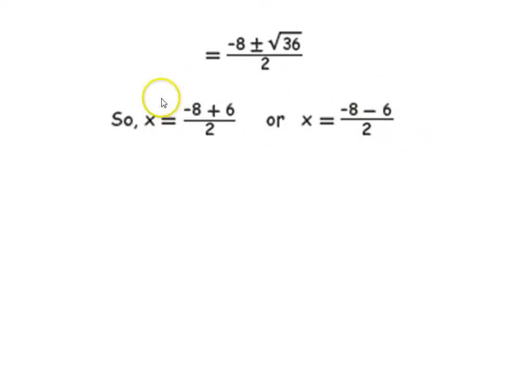Why do I have two possible values for x? Why do we have this or this? Because of this plus or minus. Because technically there are 2 square roots of 36. And those 2 square roots of 36 are positive 6 and negative 6. Because 6 times 6 is 36. And negative 6 times negative 6 is 36.